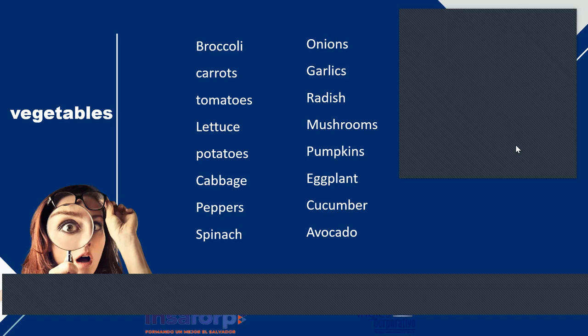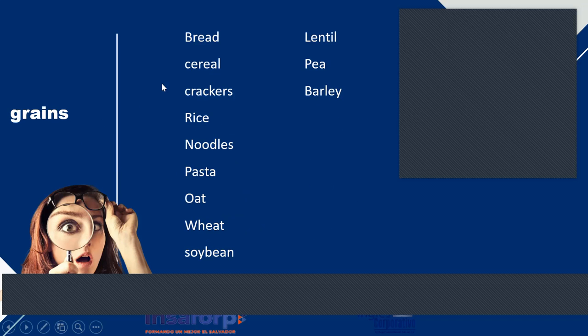Okay. Do you remember Popeye el Marino? ¿Se acuerdan de esa caricatura? ¿Cuál de estos vegetales era el que le daba el poder? Spinach. Then let's go with these grains. En los granos tenemos bread, cereal, crackers, rice, noodles, pasta, oat, wheat, soybean, lentil, tea, and barley.